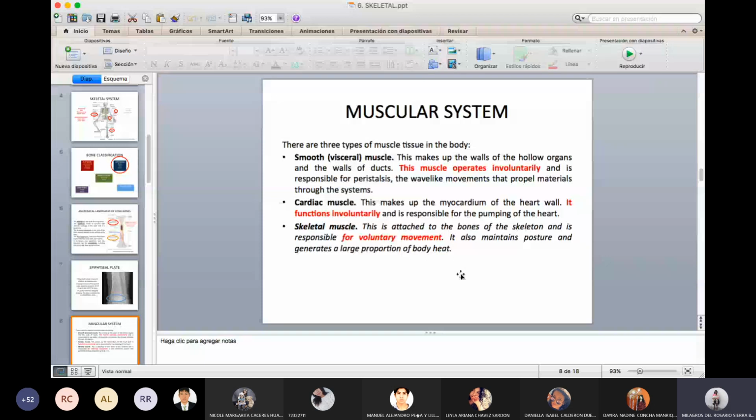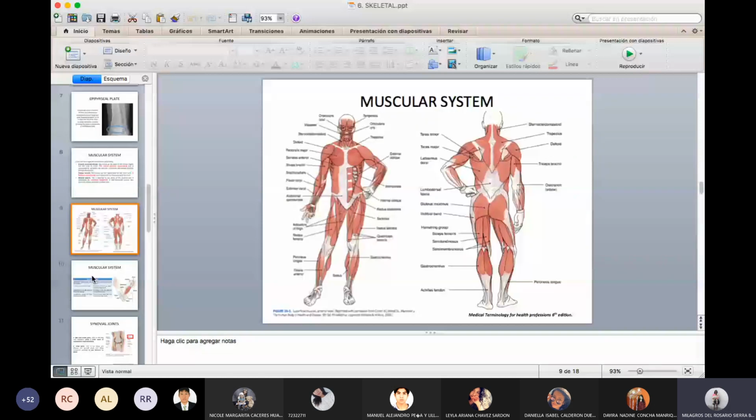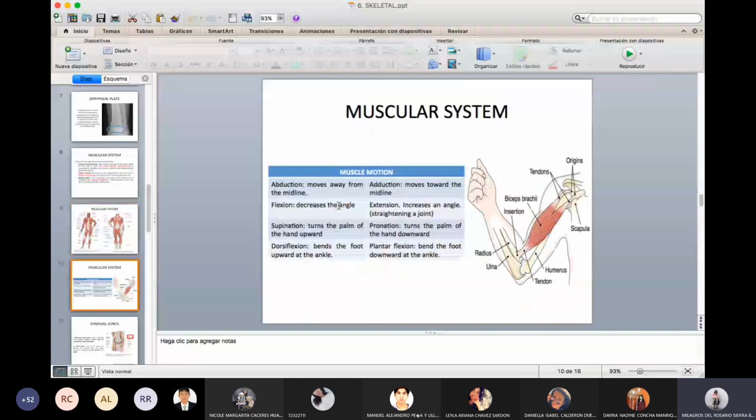Okay, so about the muscular system and the video you were to see, remember I think you guys were talking about the skeletal muscle. Remember that the skeletal muscle is responsible for the voluntary movement. Cardiac muscle and smooth muscle, that is the visceral muscle, operate involuntarily. And the different types of muscles you guys remember more than I do. And then the muscle motions.